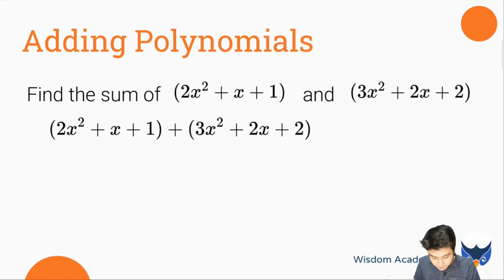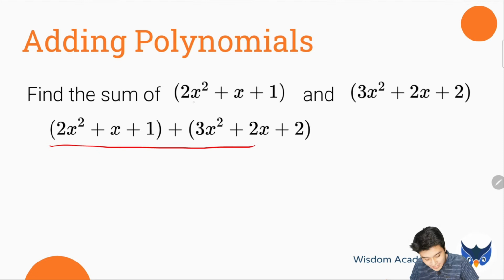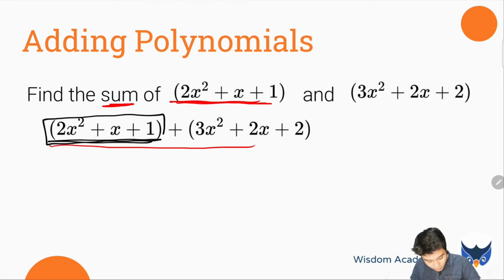Okay? Now, let's have examples on adding polynomials. Let's have this first one. Find the sum of 2x squared plus x plus 1 and 3x squared plus 2x plus 2. So, isa na yung first line ng solution natin. Nilatag lang natin, hinanap natin yung sum ni 2x squared plus x plus 1 and 3x squared plus 2x plus 2. So, nilatag natin siya in this form. In-add natin siya. Ito yung first, ito yung second.